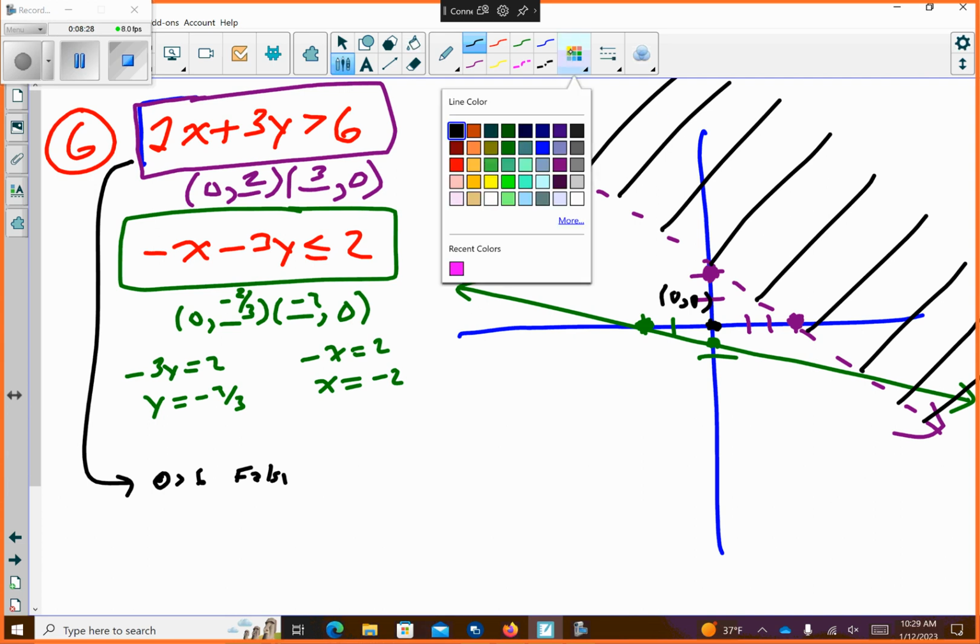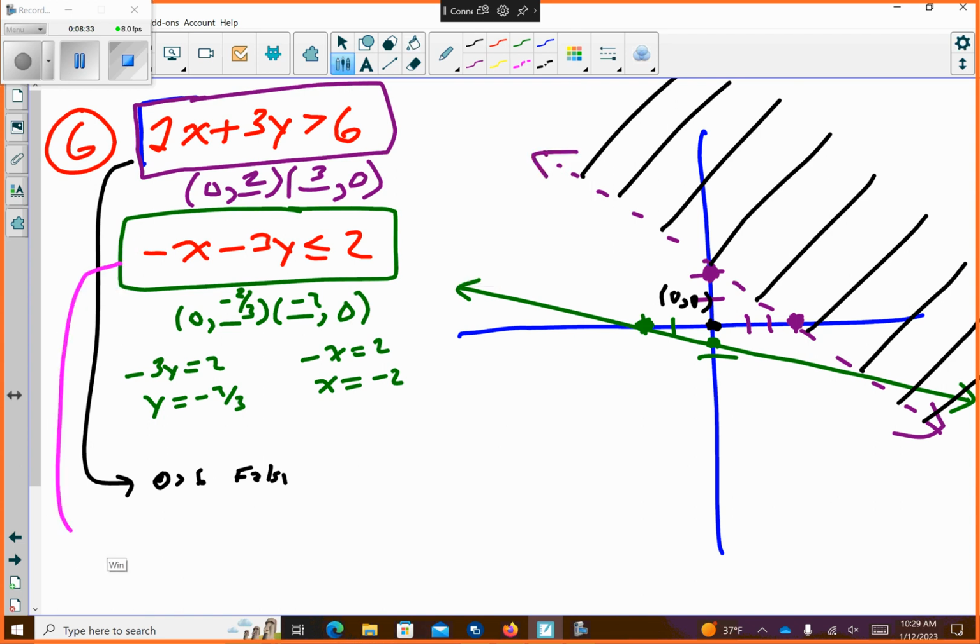Now, let's go back to our buddy pink. I like pink. All right. I can do the same thing on the cover method on this one. Negative 0, 0. Negative 3 times 0, 0. Is 0 less than or equal to 2? Is 0 less than 2? Yeah, so that's true. Okay, so on the green one I'm going to shade the side that the 0, 0 is on.